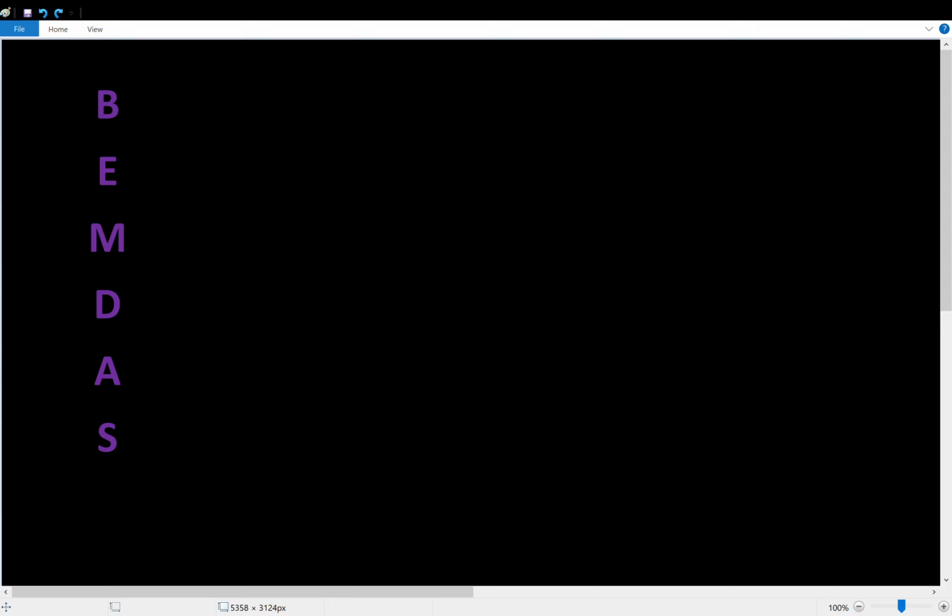So the mnemonic we use to remember the order we do these is on the left of the screen just here. It's BEMDAS. You might also see BOMDAS or BIMDAS at different times in different textbooks or different explanations, and I'll talk about that in a second. So each of these letters obviously stands for something.